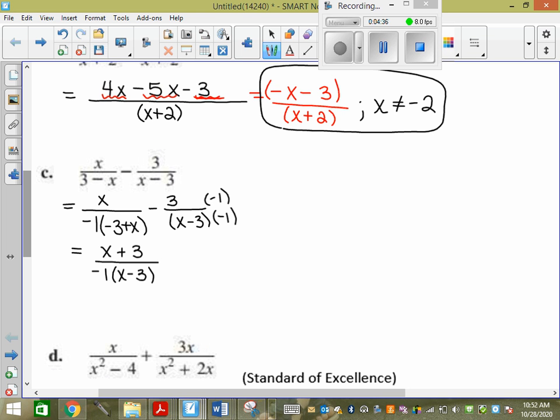The other answer that you could have is this negative 1 could have moved to the top because you decided to multiply by negative 1. And the other answer you could have is negative x minus 3 over x minus 3. Both of them are correct. So I don't care which option you have. You could have this option, or you could have this option. Both are correct. You could take a negative 1 out, and you could actually have this.